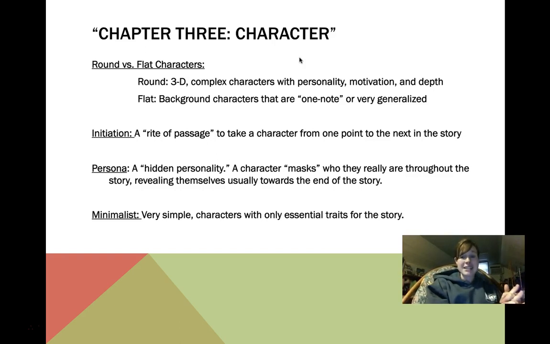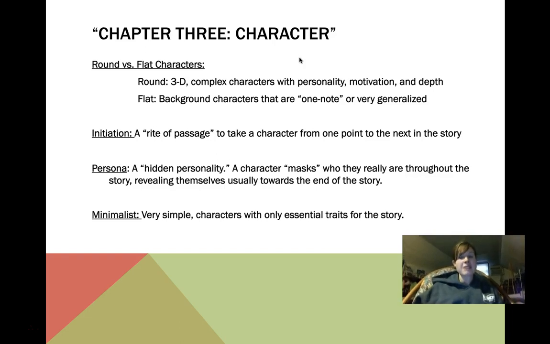Persona we'll see a lot in this textbook talked about. It is a hidden personality, a character who masks who they really are throughout the story, and usually we only find out their true intentions or their true personality towards the end. And it's what's called a trope. And a trope is something that happens in a story over and over again. So a big trope in literature or in movies is that this character has a persona where you think you know who they are, and then by the end you're like, oh no, they're totally not who they said they were. And it's usually a device that's created to give suspense or intrigue or a twist to the story.